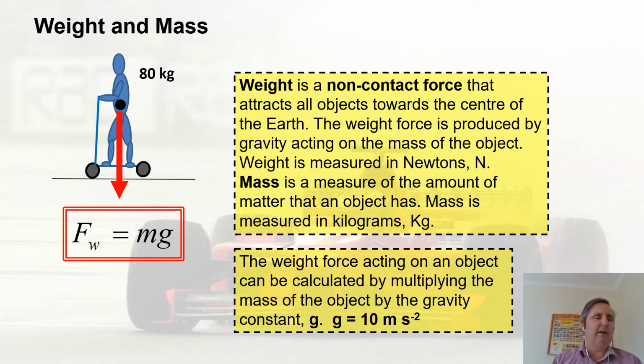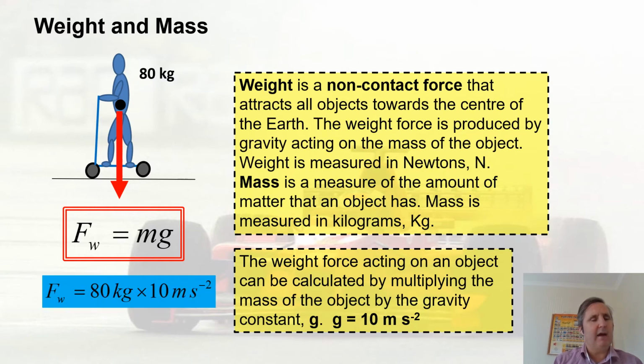So we have this gravity constant acting on us that produces a weight force, but it's 10 times. What that means is we can work out the weight force of an object by taking its mass and multiplying it by 10. So this 80 kilogram person on the scooter actually has a weight force of 800 newtons. A 50 kilogram student would have a weight force of 500 newtons. A 1,000 kilogram car would have a weight force of 10,000 newtons. So to get the weight force from the mass, we multiply by 10 and we change the unit from kilogram to newton.